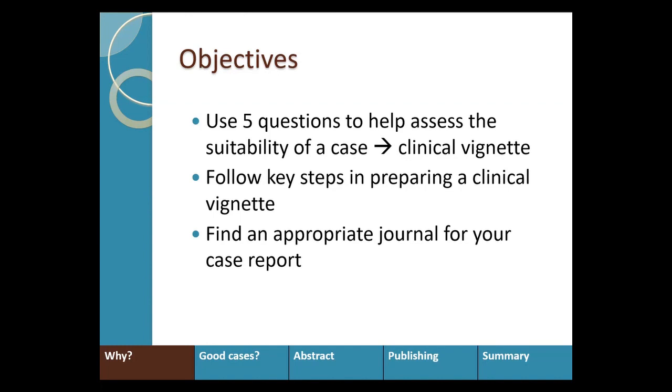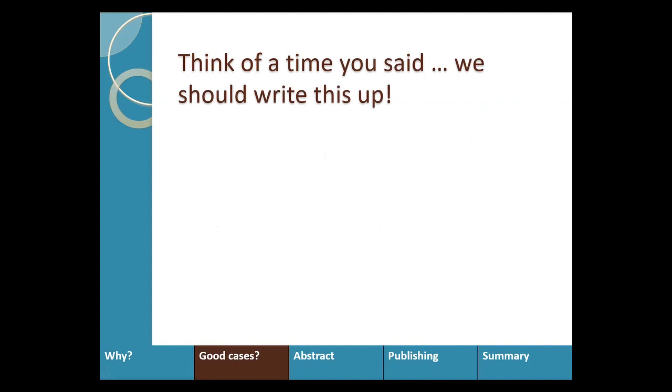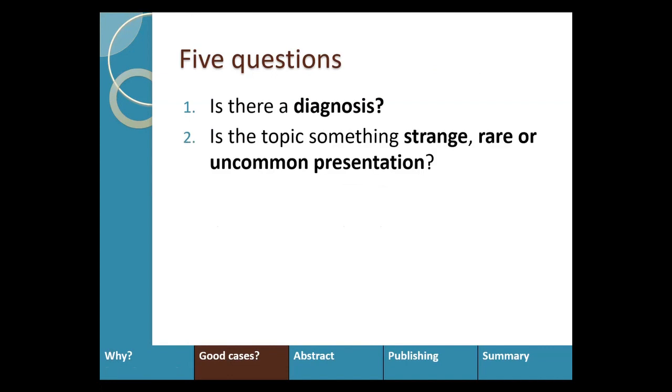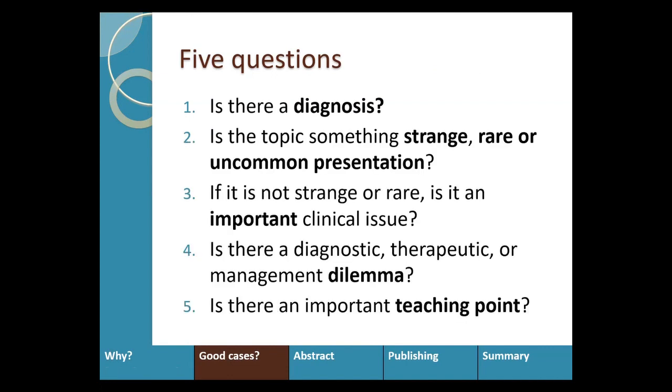So as we get started here, think of a time that you said we should write this up in reference to writing up a case. So as you reflect on a potential case, let's go through 5 questions that'll help you decide whether your case is an appropriate one for publication as a case report or a clinical vignette. The first question is there a diagnosis? The second, third, fourth, and fifth are listed here as well, and we'll go through each one of these one at a time. So starting with, is there a diagnosis?